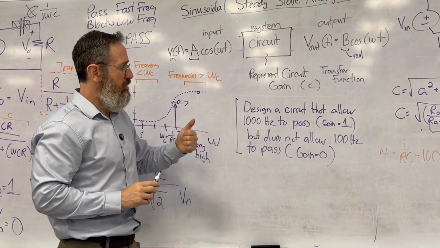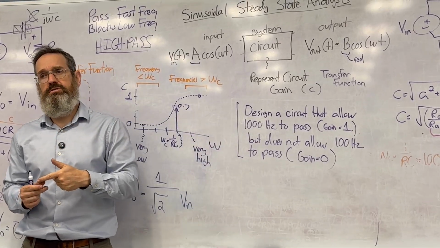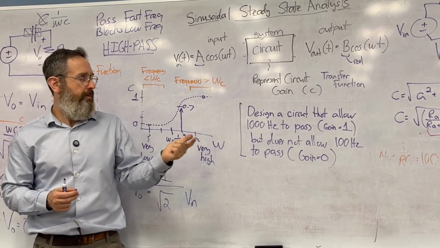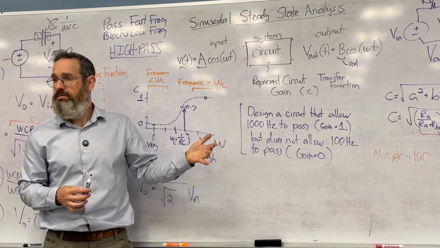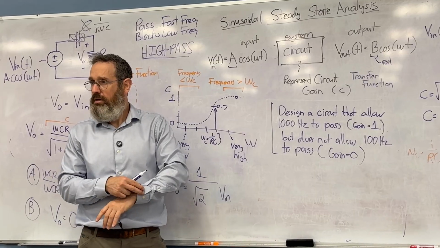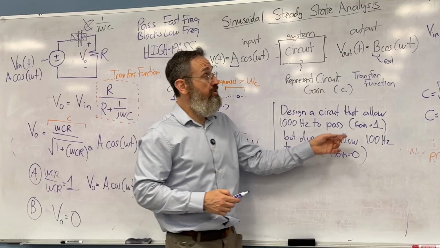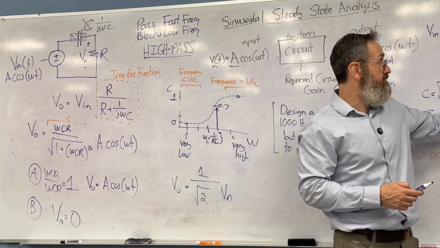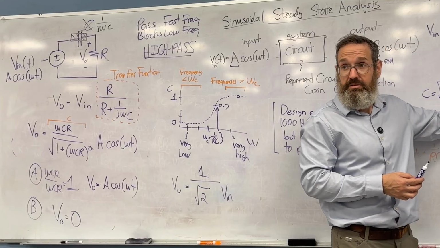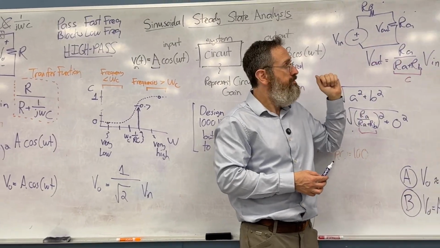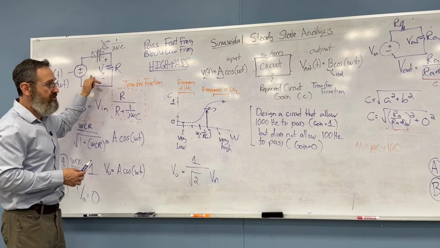All right, so 1,000 hertz passes, 100 hertz doesn't pass. It kind of sounds like a high pass, low block. I need to build something that passes high and blocks low. It's certainly not going to be a voltage divider, because a voltage divider isn't picky about frequencies. Everything passes equally, so you know right away that you need to build this circuit.